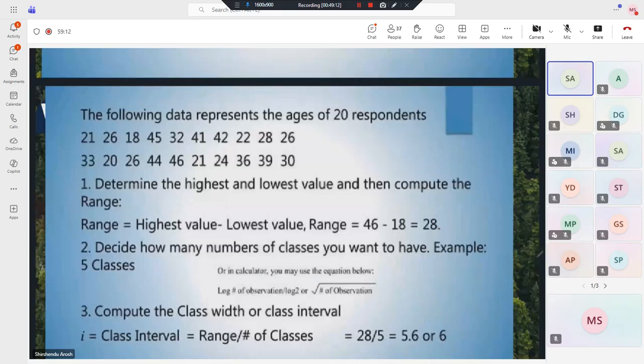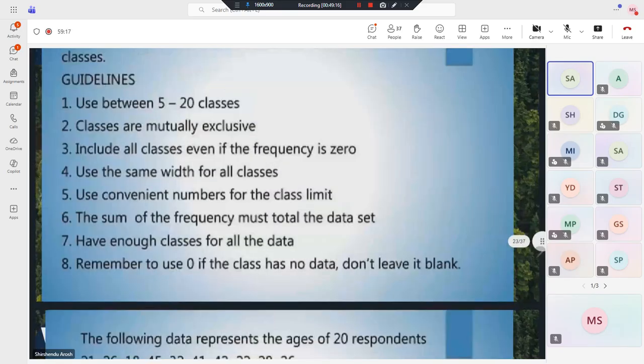Of course, grouping of the data has a few guidelines. You should have between 5 to 20 classes. Classes are mutually exclusive, meaning they should not overlap with each other, because that will generate ambiguity. Include all classes, even if the frequency is zero. Ideally, all the classes should have the same width, though maybe not in some places.